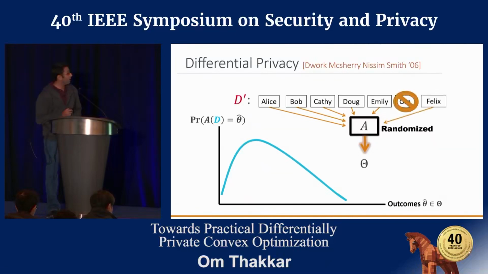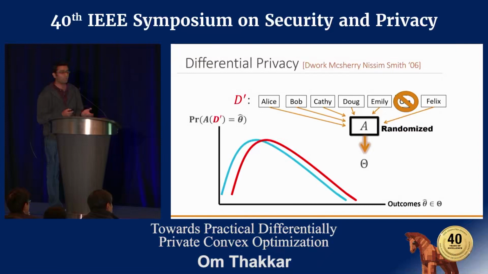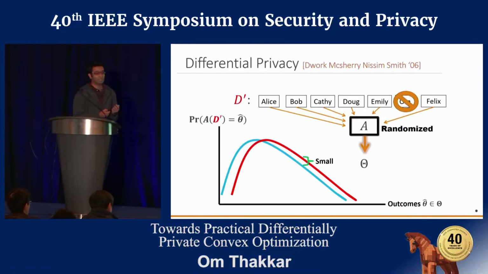Imagine that I change one person from the input dataset. So I've replaced Om by Felix. Let me denote this dataset by D prime. Since the dataset changes, the distribution over the outputs can also change, which is represented by the red plot. What differential privacy guarantees is that the change for any particular output is small. So in some sense, the algorithm outputs each particular model with about the same probability, whether D or D prime was used, and effectively it does not depend much on any particular individual's data.